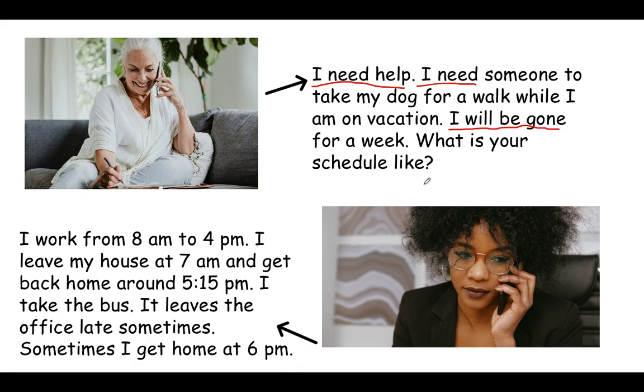So she asked her, "what is your schedule like? What are you doing this week?" And she's saying, "I work." So when she says, "I work from 8 a.m. to 4 p.m.," that means regularly. It's something that she does a lot. So most of the time, a lot of the time, she works from 8 a.m. to 4 p.m. So that's why she's using the simple present tense, because it's something that's repeated. It's something that she does a lot.